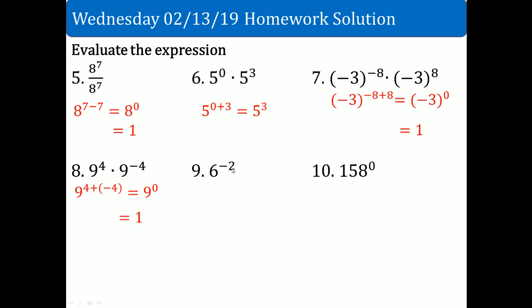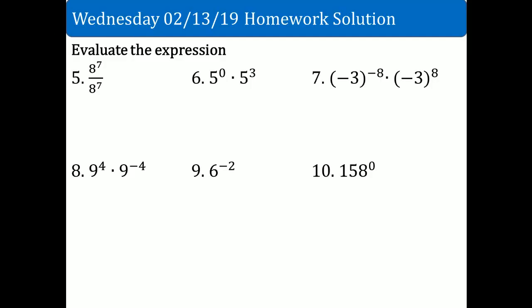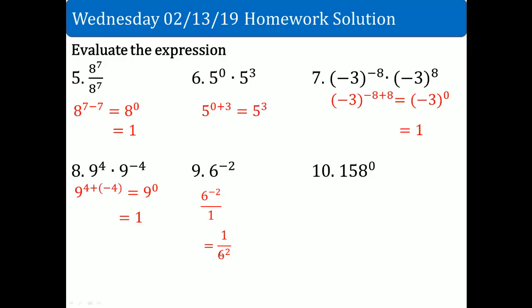Next, 6 to the negative 2. Again, when we have a negative exponent, first of all, we want to make it into a fraction, so we divide it by 1. Then we bring it from the top to the bottom, so it becomes 1 divided by 6 to the power, it should be positive 2. It's a positive when it goes to the bottom. Good? Next, 158 to the 0 power just equals 1. Good? Remember, when it goes from top to bottom or bottom to top, you change the sign on the exponent.